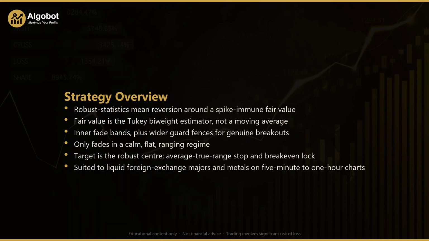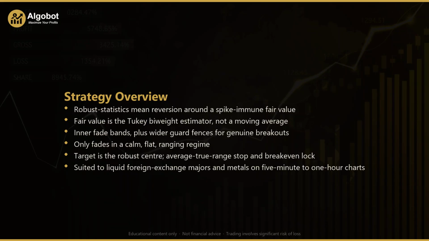Around that center, the strategy draws a pair of fade bands, spaced by a multiple of a robust measure of volatility. It also draws a wider pair of guard fences further out. Price stretching past the inner band is treated as an overextension worth fading, but price pushing all the way past the outer guard is treated as a genuine breakout and deliberately left alone.